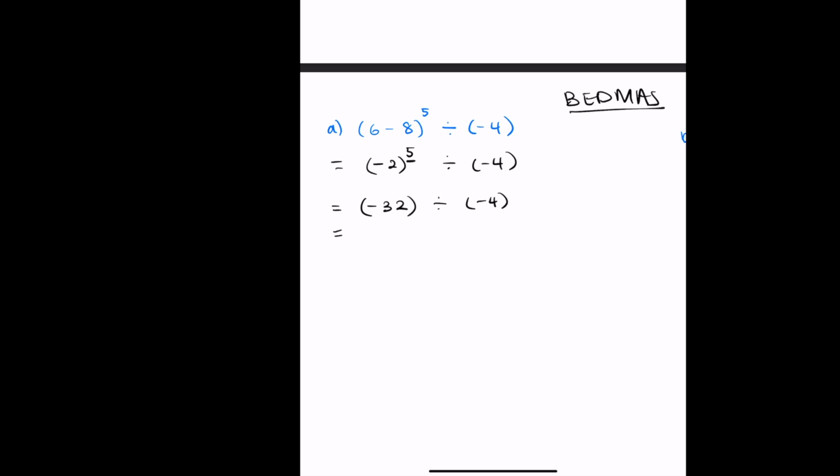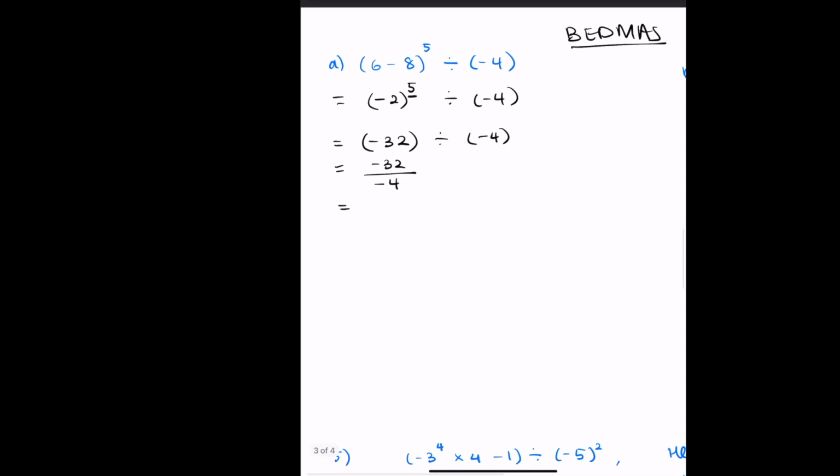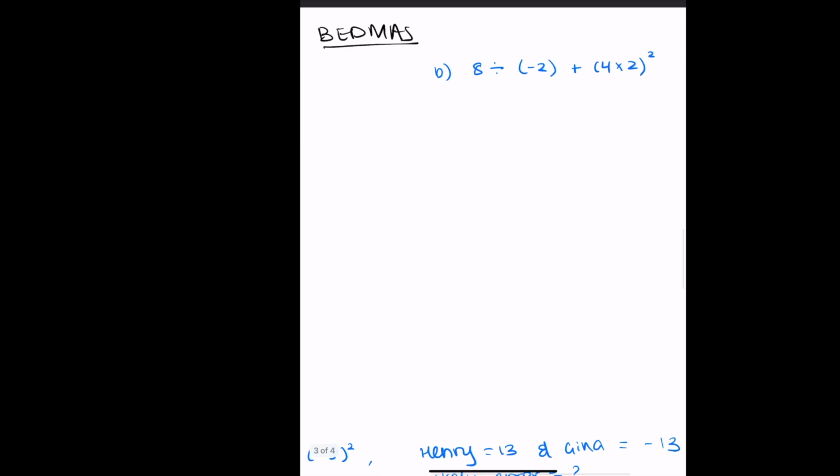And then since you're essentially doing negative 32 over negative 4, right? That's a way of rewriting it. You know, the negatives cancel out. So 32 divided by 4 is 8. So that's the final answer.